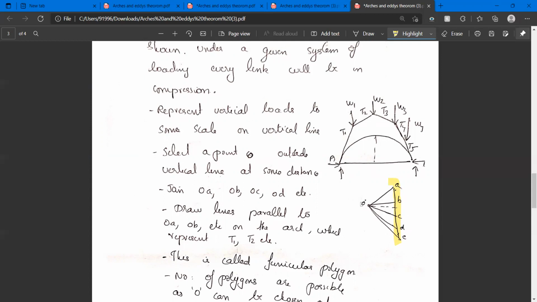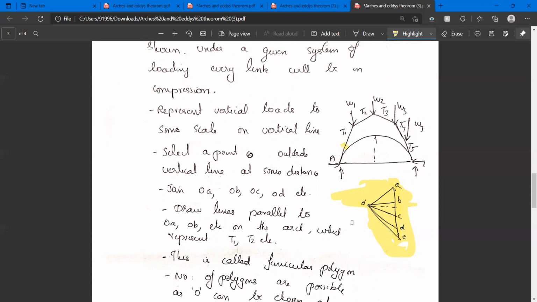To some scale. Now we are going to select a point O outside the line. It can be selected anywhere. Now we will join OA, OB, OC, OD, OE, etc. Then in the arch, we will draw lines parallel to OA, OB, OC, etc. For example, line drawn parallel to OA is T1, line drawn parallel to OB is T2, likewise. Now, this particular figure is called a funicular polygon, which represents the forces.